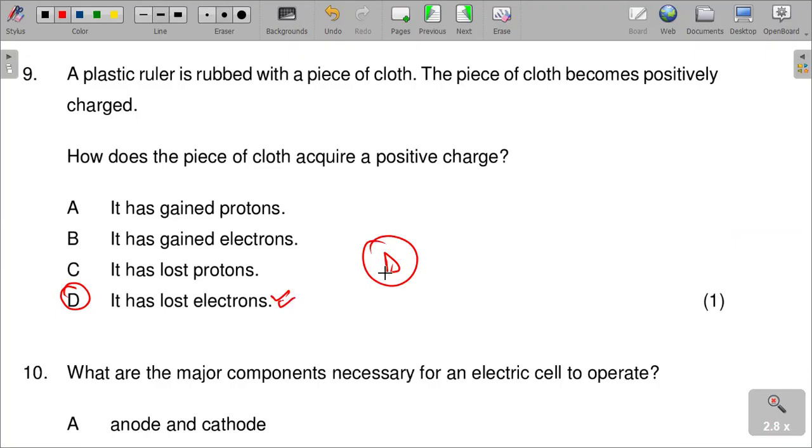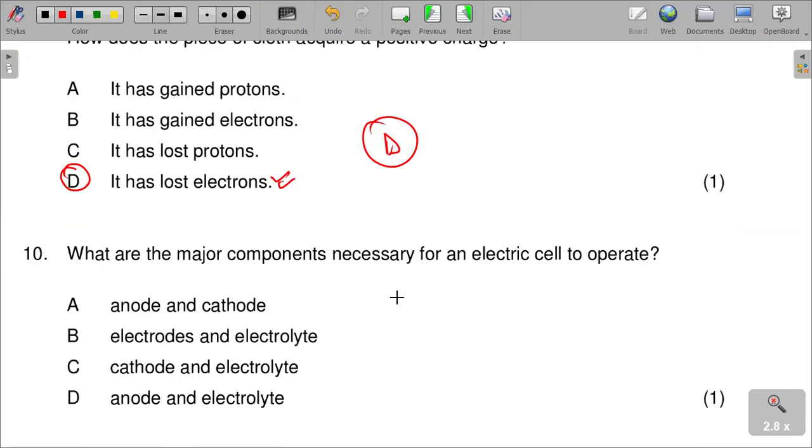What are the major components necessary for an electric cell to operate? Number 10, it is supposed to have what? For an electric cell to operate, it must have the electrodes. It must also have the electrolyte, which means B is the best answer there. It must have an electrolyte and also the electrodes.